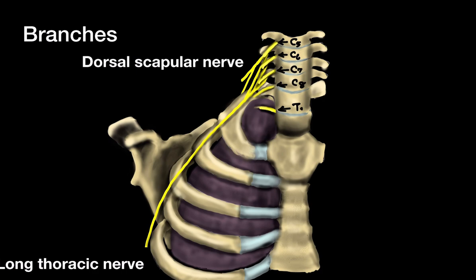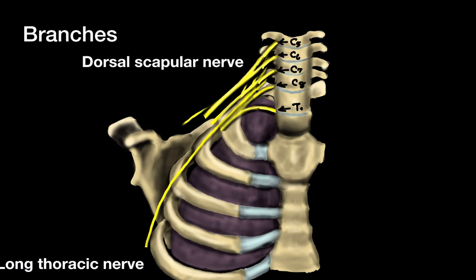There are some other branches from the roots that supply the muscles in the neck, and C5 will also give a tweak to the formation of the phrenic nerve. Now we will see the branches from the trunks. Only the upper trunk gives off branches.